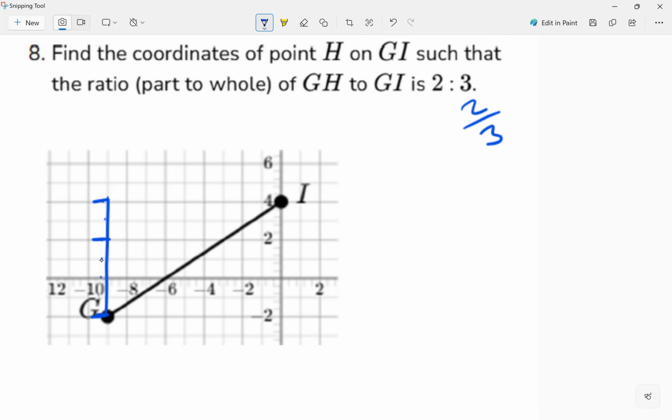So I'm going to break it into 2 squares, and I need 2 of those 3 parts. Actually, that's going to be enough. That's going to take me already to the point that I need. What are the coordinates of this point? -3 and +2, right? So -3, +2. Easy, right?